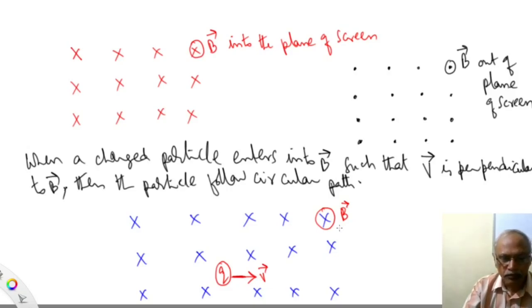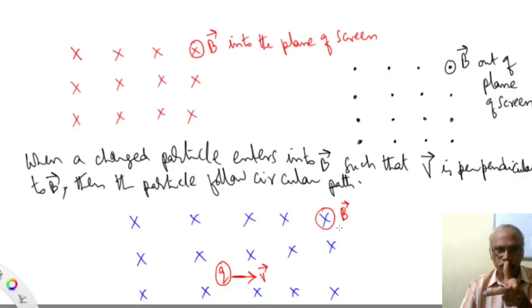Towards right or left? Right, sir. Now you apply Fleming's left hand rule. In Fleming's left hand rule, in which direction do you have to keep the forefinger? In the magnetic field, so you keep the forefinger into the screen. The middle finger is in the direction of V bar.